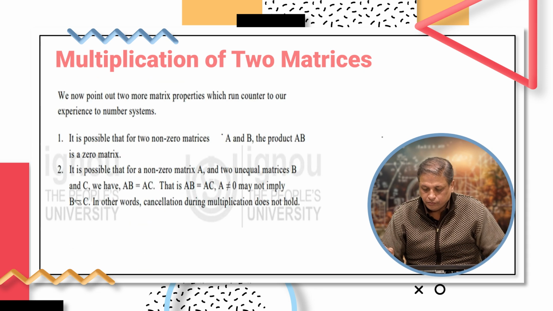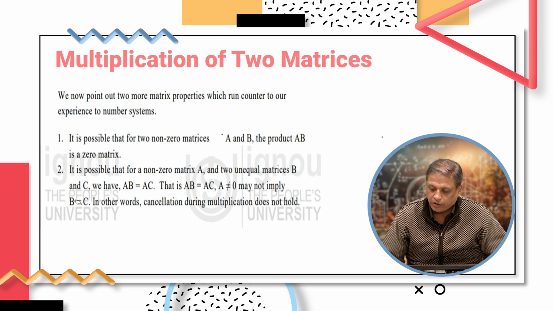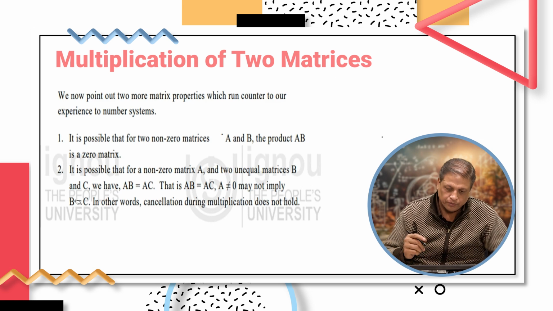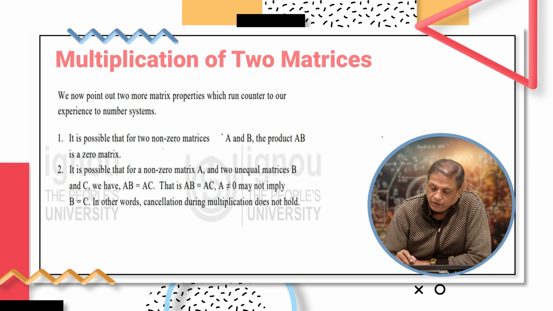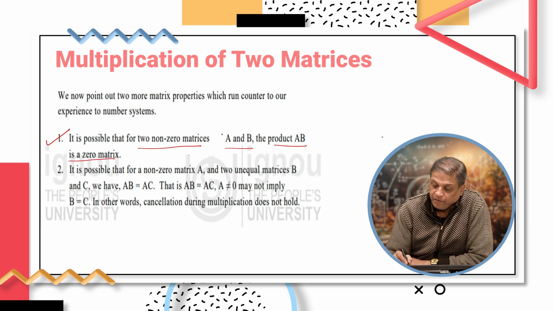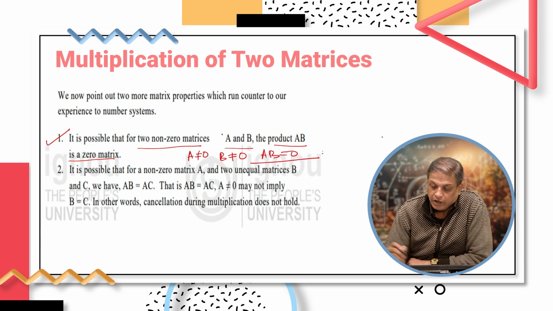These are some of the important observations which we had already discussed. One of the most important observations is that it is possible that for two non-zero matrices A and B, the product AB is a zero matrix. A might not be equal to 0, B might not be equal to 0, but AB might be equal to 0. It might be possible.